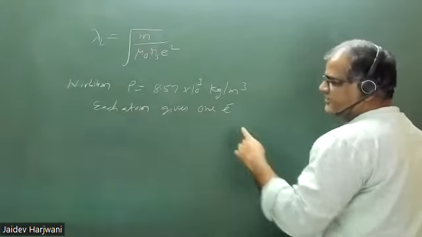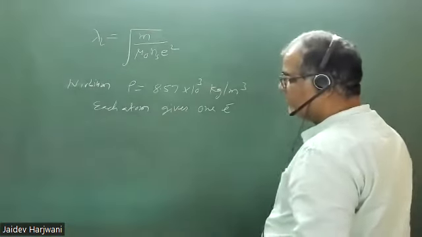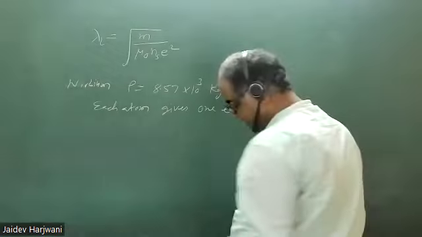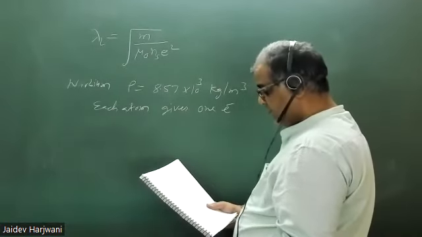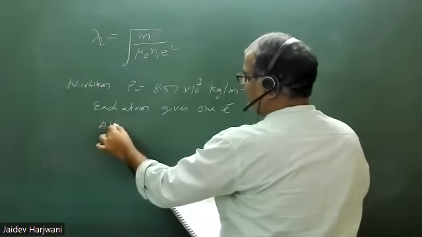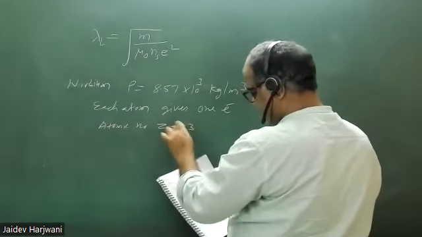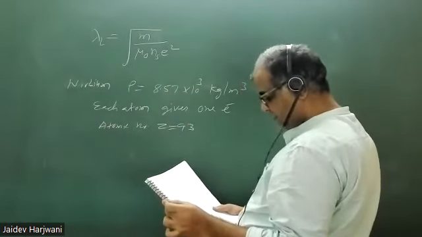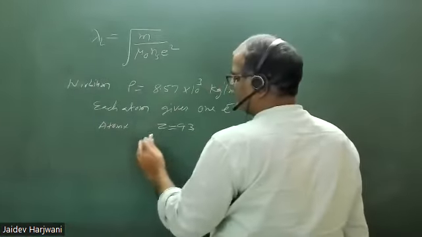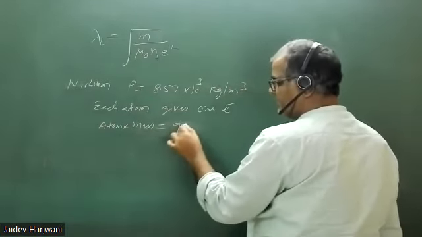Okay, each atom gives one electron. Basically, there are as many electrons as there are atoms. Okay, and they say the atomic number is 93. How do you write atomic number? Z is equal to 93. Or better to write this, I will write atomic mass. Okay, not number. Atomic mass is given as 93.